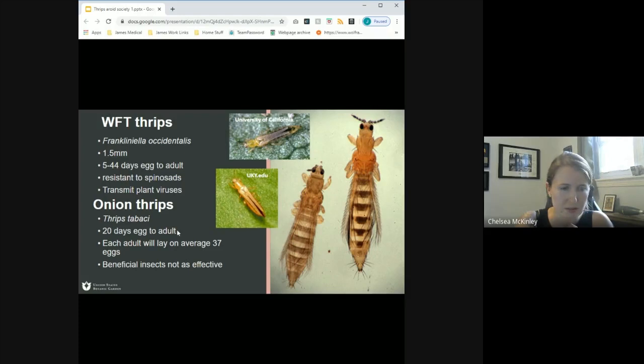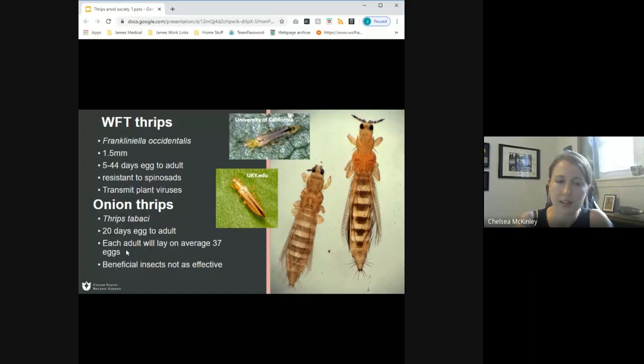Onion thrips go a little bit faster in their life cycle, about 20 days egg to adult. They also lay a lot more eggs, so they might proliferate a little bit quicker. So you might see heavier populations of these. Onion thrips also prefer to hang out on leaves of plants, whereas Western flower thrips prefer the flowers of plants. Not saying that you won't find one in either place or the other, but just their general habitats.